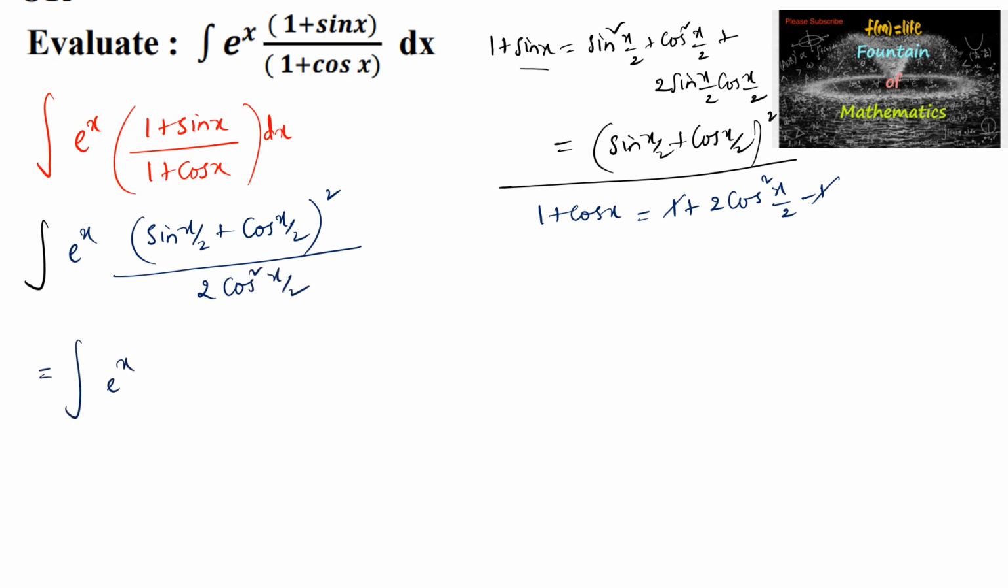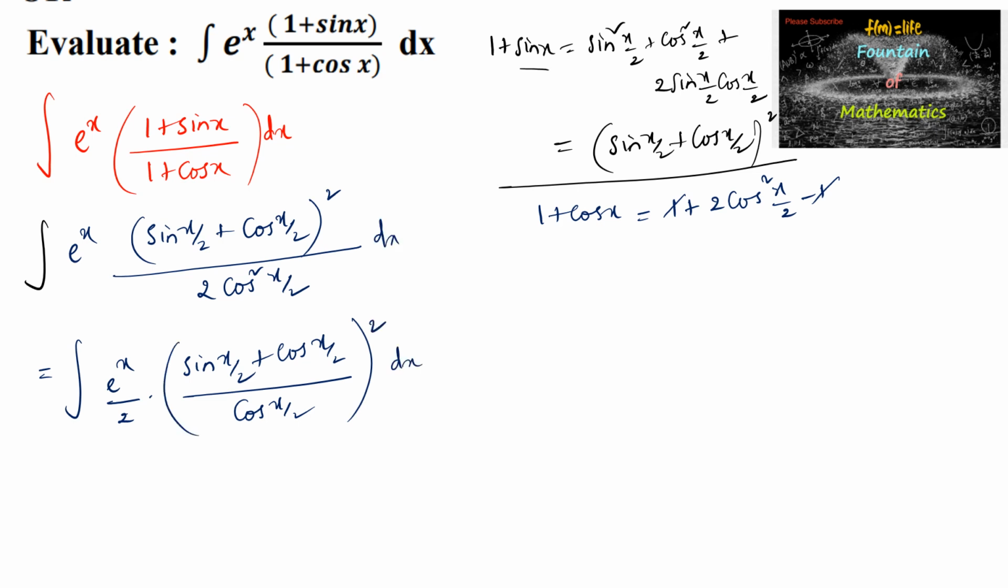Now we can write integral e power x into e power x upon 2 into sin x by 2 plus cos x by 2 divided by cos x by 2, the whole square dx, which is equal to 1 by 2 integral e power x into sin x by 2 by cos x by 2 is tan x by 2, and cos x by 2 by cos x by 2 is 1, whole square dx.